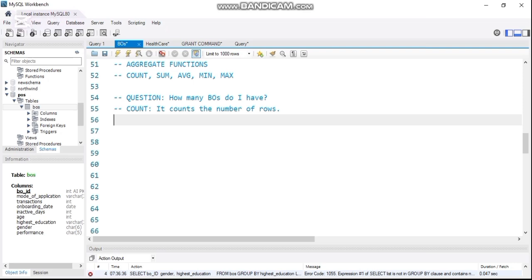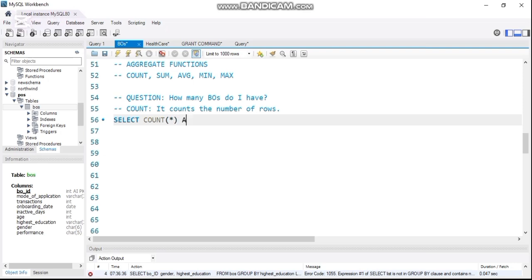Count helps us to know the number of rows, number of products, number of employees, and so on. Sum helps us to know the total values. So we'll be starting with count. In the question, I want to know the number of BOs that I have. The total number of BOs that I have is what I will be using as my first question, which goes with the aggregate function count.